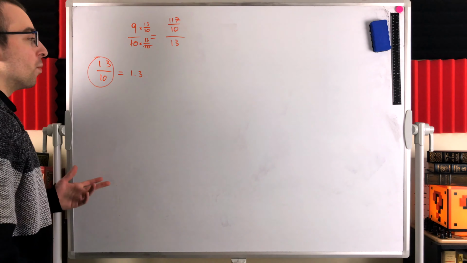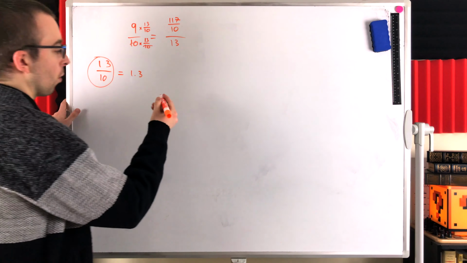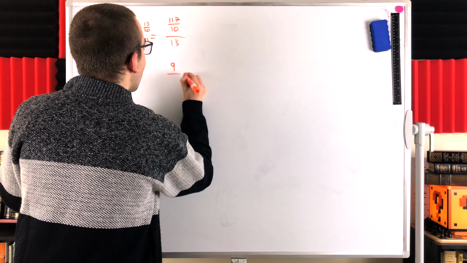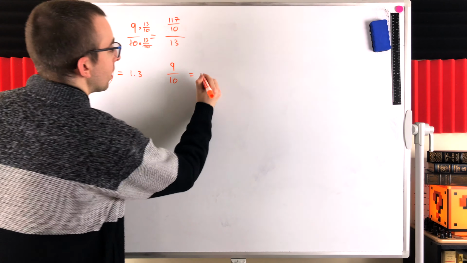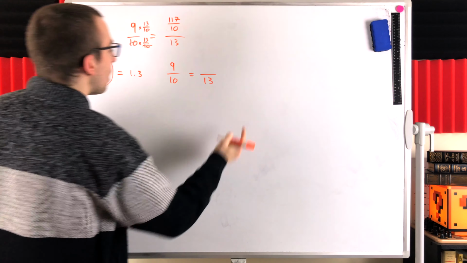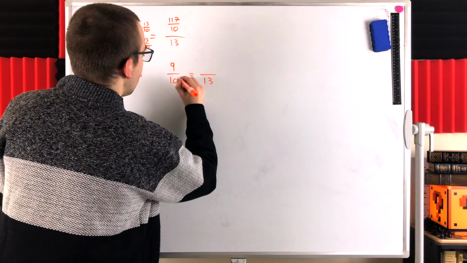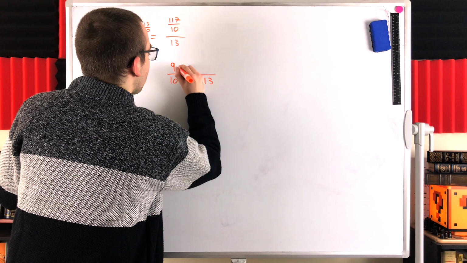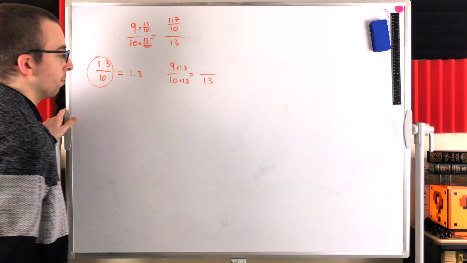But of course, if you want, you could also use the decimal form. So we could have gone from 9/10 to a fraction with a denominator of 13 by multiplying by 1.3. So multiply 10 by 1.3 and multiply 9 by 1.3.